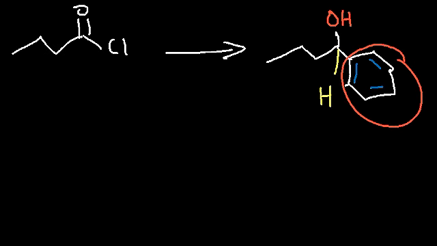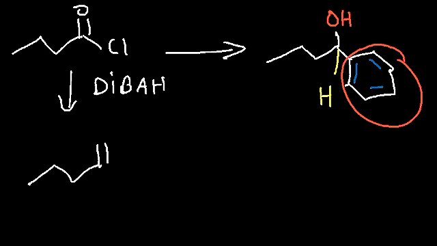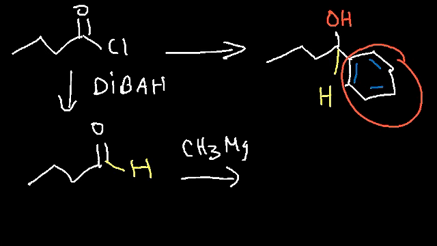So we want to add a hydrogen, so we don't want to use the Grignard right now. The first thing you want to do to add the hydrogen is use DIBAH. It's going to take it down to the aldehyde level by adding a hydrogen. And now, you don't want to use the Gilman reagent at this point. It doesn't really react with ketones, and I haven't seen it react with aldehydes, but what you want to use now is the Grignard reagent, or you can use an organolithium reagent.